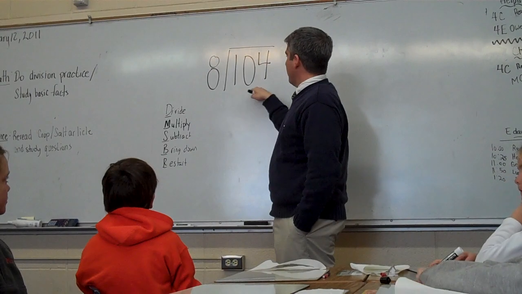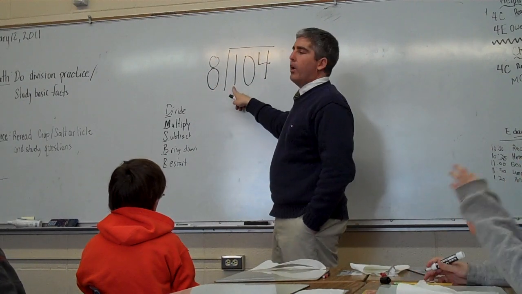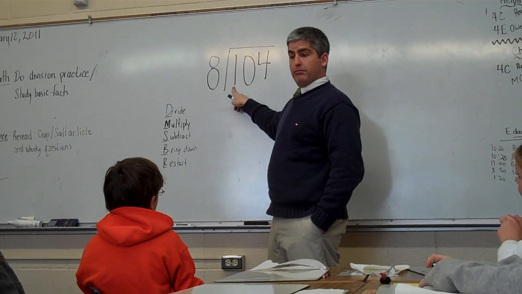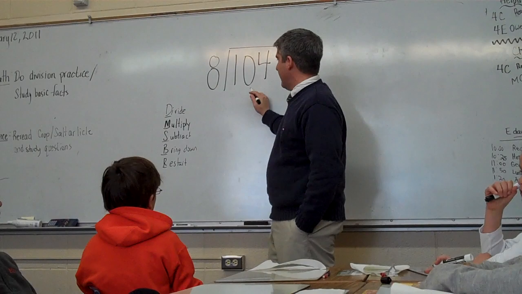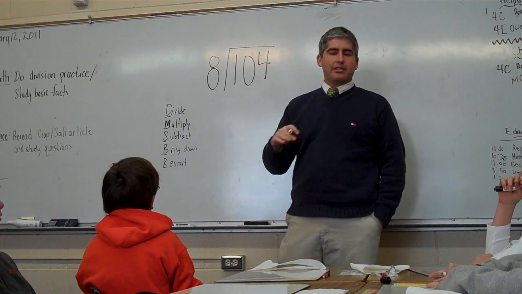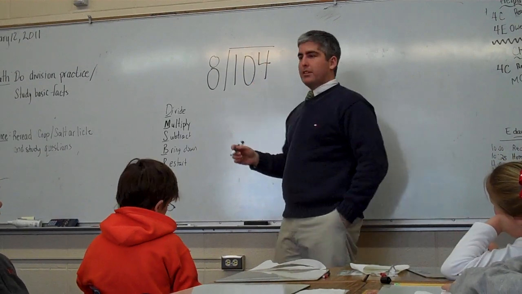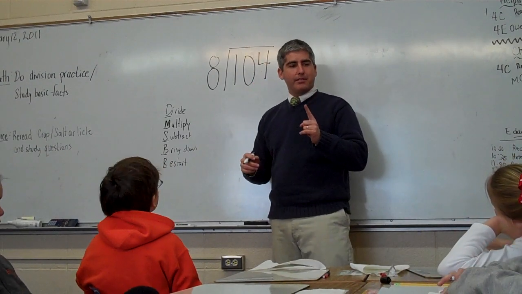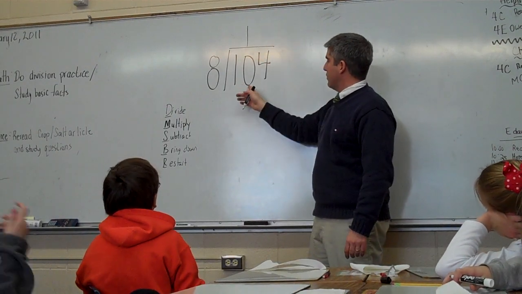Okay, so we divide first. And what we do is we work our way through the dividend with our divisor. So we say, okay, does 8 go into 1? No, it doesn't. Does 8 go into 10? Yes, it does. That's still the division part. How many times does 8 go into 10? Once. Now, where do I put that 1? Over the 0. I put it up there over the 0 because it's going into 10.